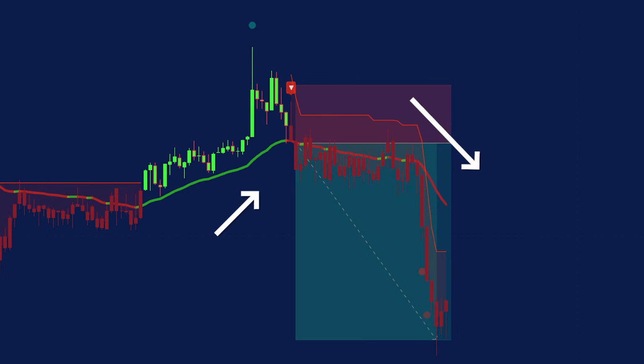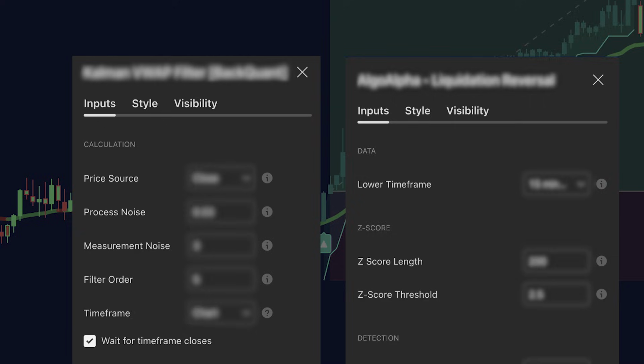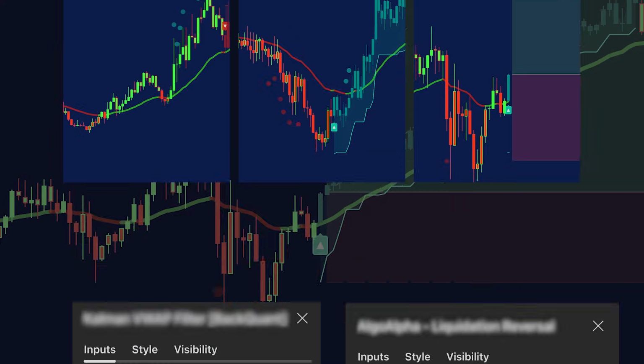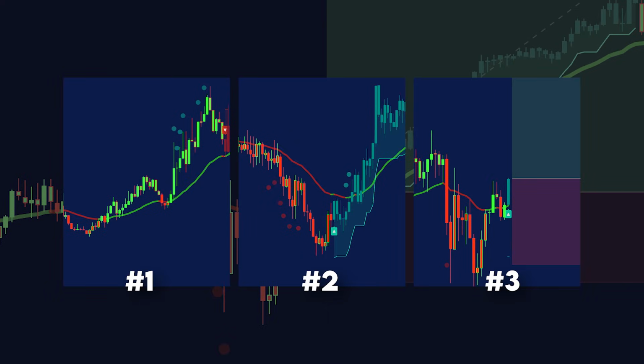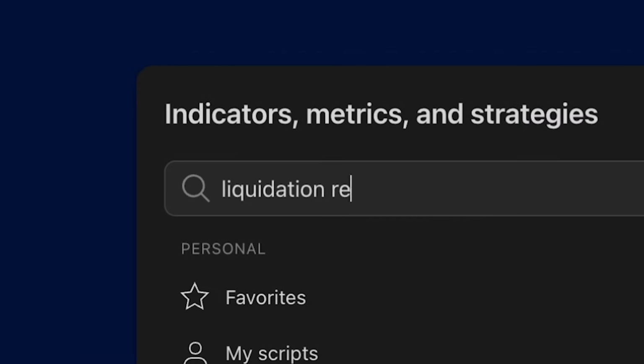liquidations create reversals. In this video, I'm going to show you the only 2 indicators you'll ever need, the best settings for maximum accuracy, and 3 powerful strategies that work across any market. Let's get into it. First, head over to TradingView and search for liquidation reversal signals.